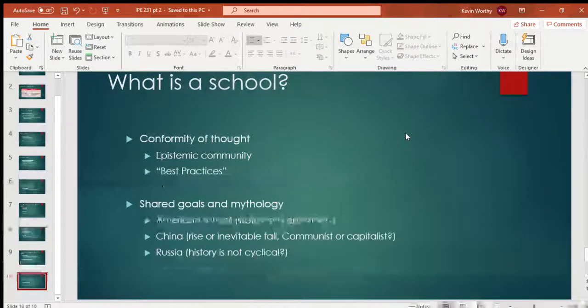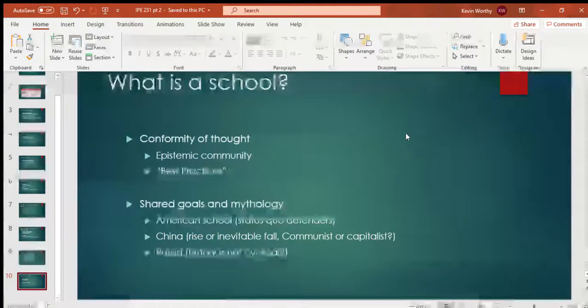The last thing is we've talked about an American school and a British school, but we don't want to treat them as monoliths, right? They're not all one thing. So what happens in a school, specifically in the American school, is you get this conformity of thought. We've talked about this in epistemic communities. You set rules, you professionalize, there's only one way to do something, and then we get to what's called best practices.